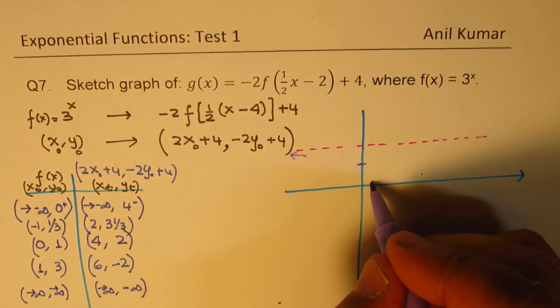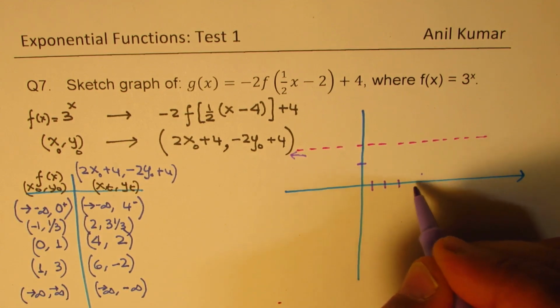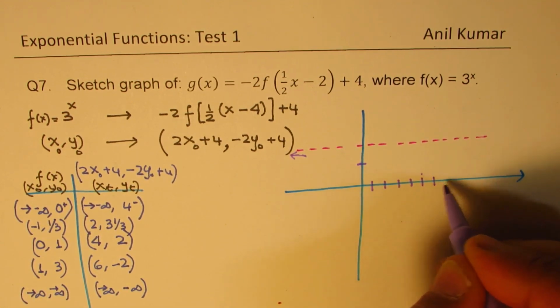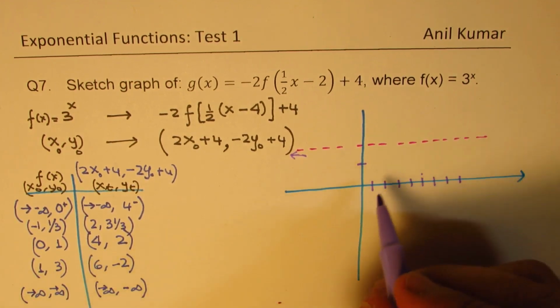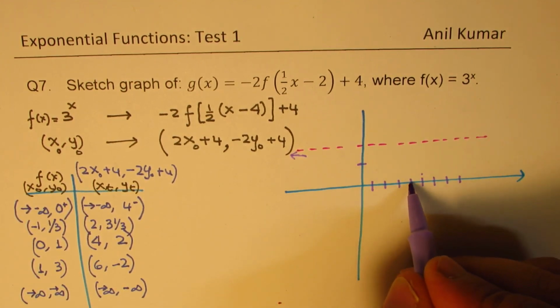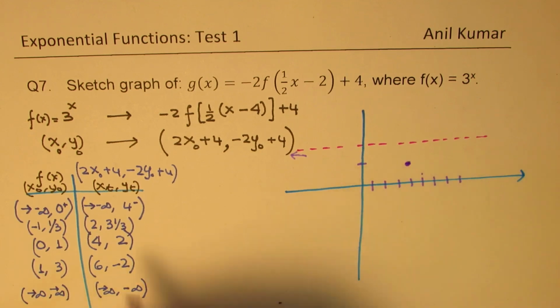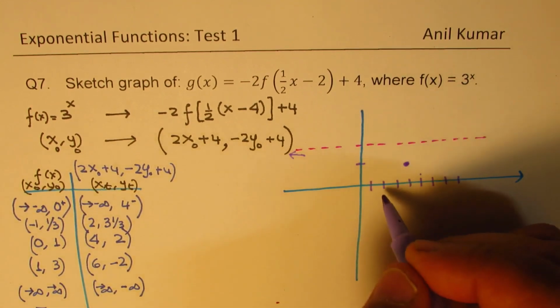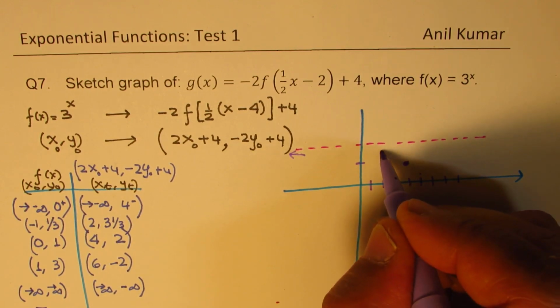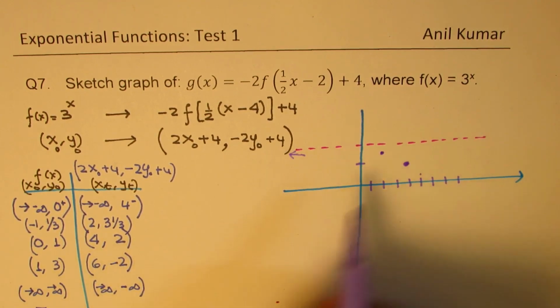And let's say this is like 1, 2, 3, 4, 5, 6, 7, 8. Okay. So we have a point (4, 2): 1, 2, 3, 4, and 2. That is (4, 2) for us. And then we have 2. At 2, we have (3, 1/3). So at 2, slightly more, kind of like this. So we will be approaching this part.